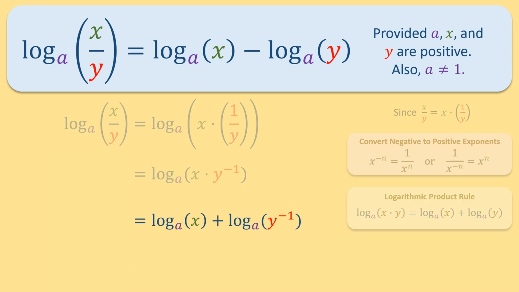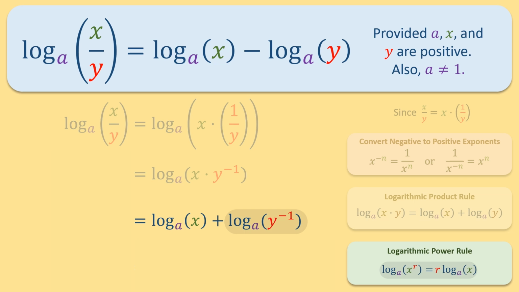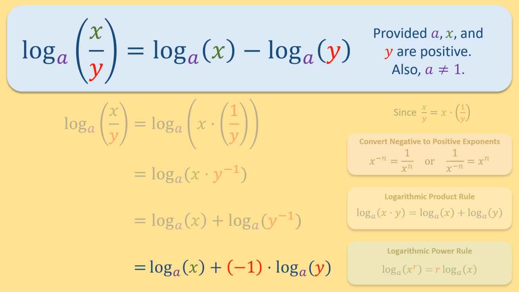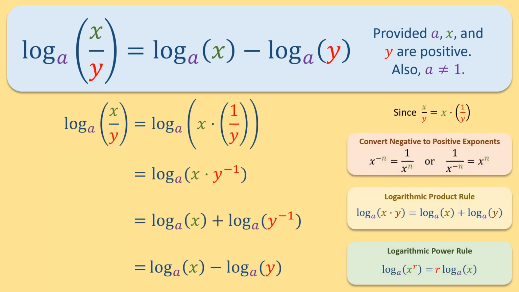Next, we're going to use the logarithmic power rule on log base a of y to the negative 1 power. Using this rule, we can bring the negative 1 out in front of this logarithm. But ultimately, adding negative 1 times log base a of y is the same as just subtracting log base a of y from log base a of x. Now, we started with log base a of x divided by y, and using rules we are familiar with, we had a string of equalities that led to log base a of x minus log base a of y.